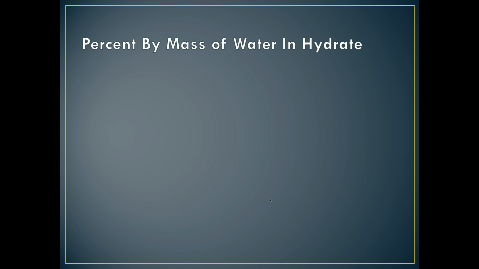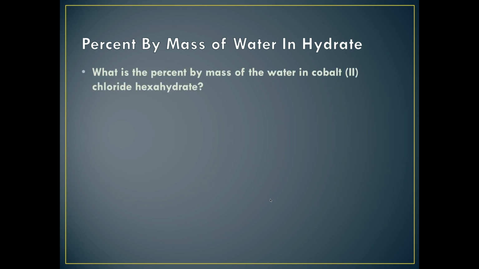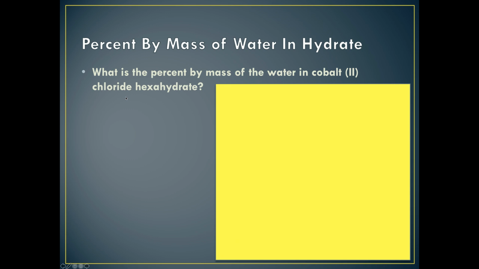You can also find the percent by mass of water in a hydrate by using its formula. What is the percent by mass of water in cobalt 2 chloride hexahydrate? Well, first you would need to write the formula for cobalt 2 chloride. Cobalt 2 is Co plus 2, chloride is Cl minus 1, so you would drop and swap and get CoCl2. Hexahydrate means that there are 6 water molecules trapped for every formula unit of cobalt 2 chloride, or 6 moles of water trapped for every mole of cobalt 2 chloride.